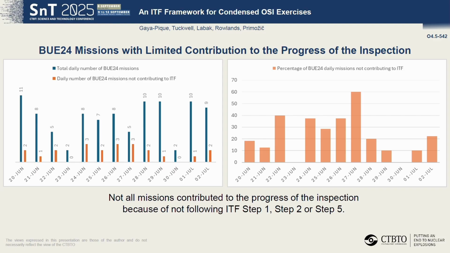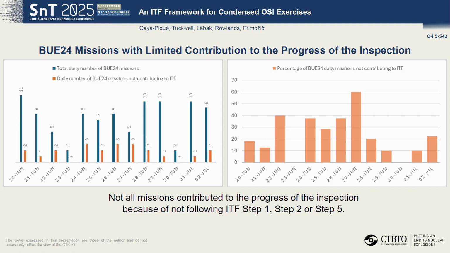So the numbers are different. On the left side, you have absolute numbers. On the right side, you have percentages. So there is one day, 27th of June, where we believe, and we can discuss these numbers afterwards, that 60% of the missions did not contribute to the search logic. I'm not talking here about days when there was a VIP visit, things like that, just days in which ITF was not properly followed, basically because of lack of time.